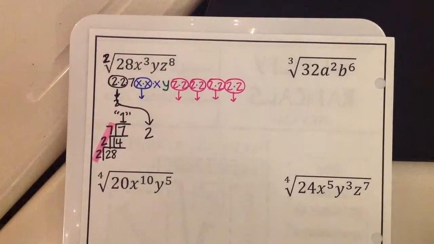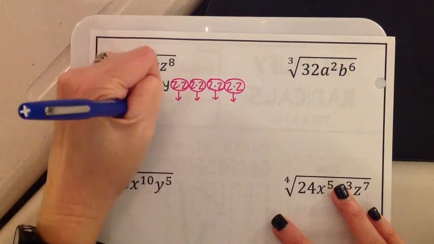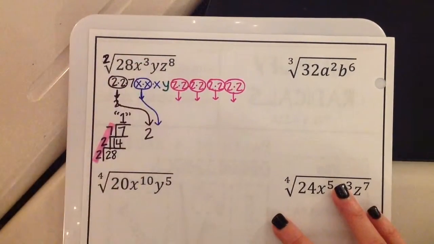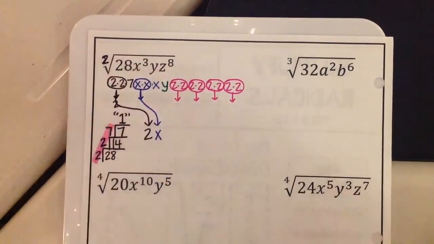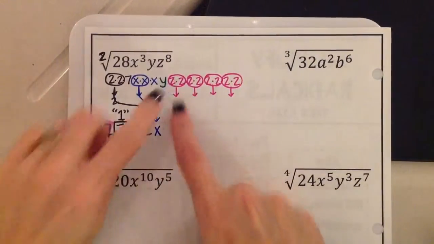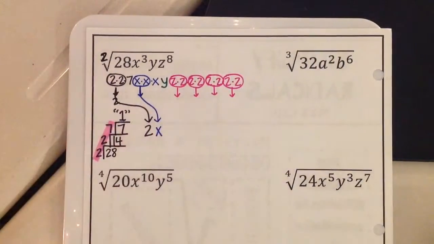I'm going to do the same thing with my x's. I'm going to move those x's out, and I made one group of x's, so I'm going to put 1x to represent that group. It's not representing how many were in that group, it's just representing the group. I don't have any groups of y to move out, so I'm not going to have a y there.